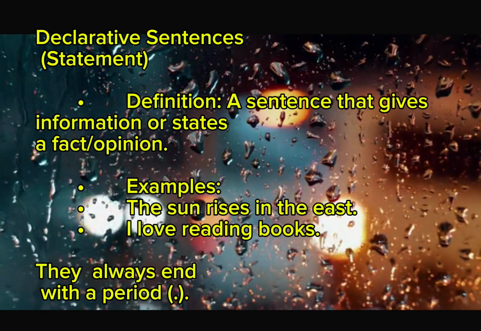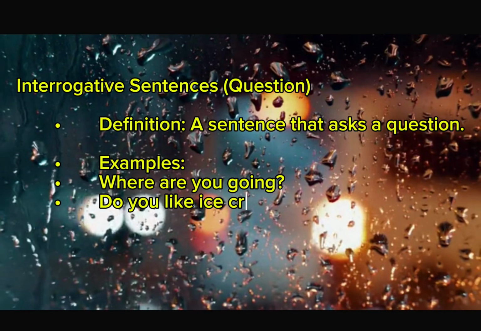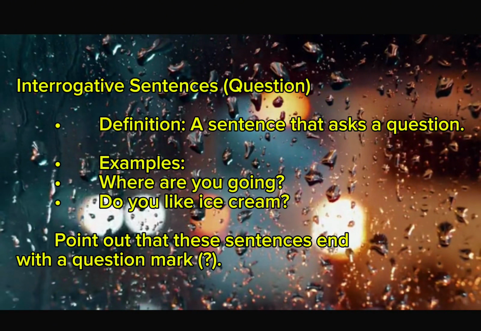Declarative sentences or statements. What are declarative sentences? A sentence that gives information or states a fact or opinion. For example, the sun rises in the east. It's a fact. I love reading books. It's a person's opinion. And one more thing we need to note, a declarative sentence always ends with a full stop.